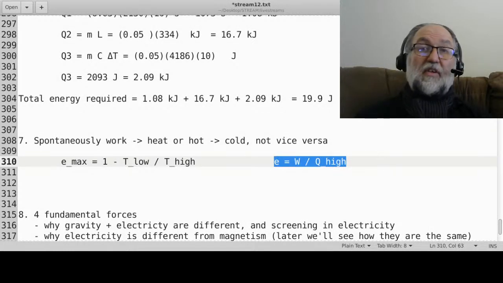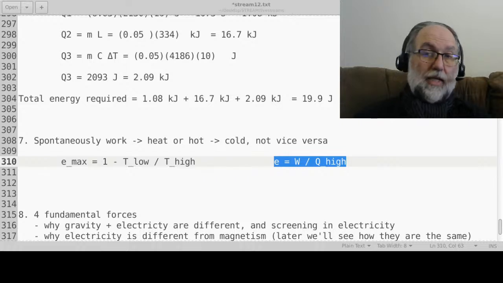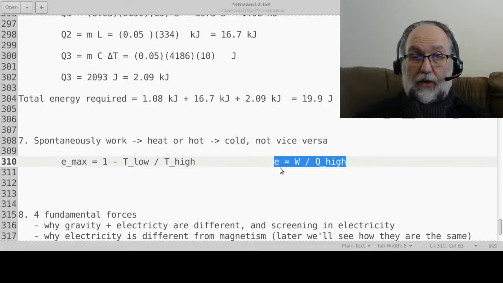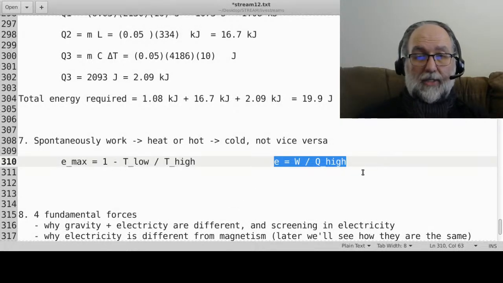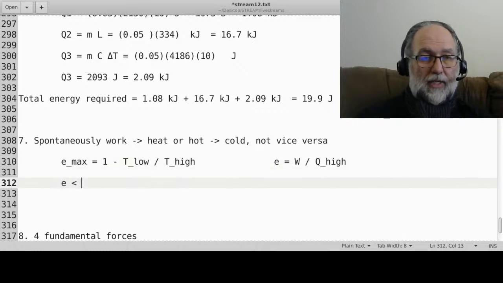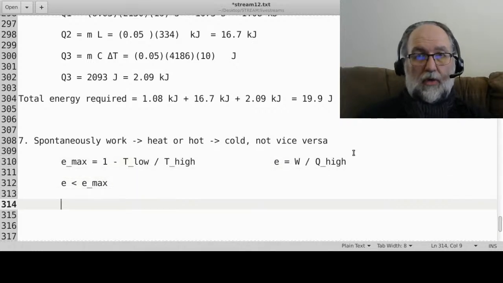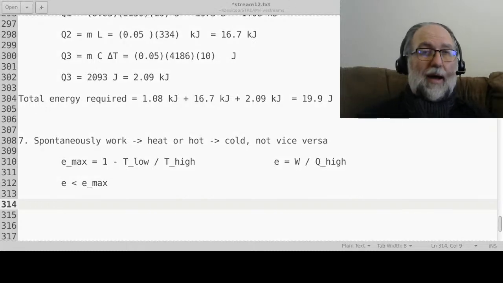This formula is basically the definition of what you mean by efficiency. It's how much work you get per joule of heat that the hot area gives you. That quantity can never be bigger than the max. In other words, E must be less than E max for all real situations. So, very simple problems.